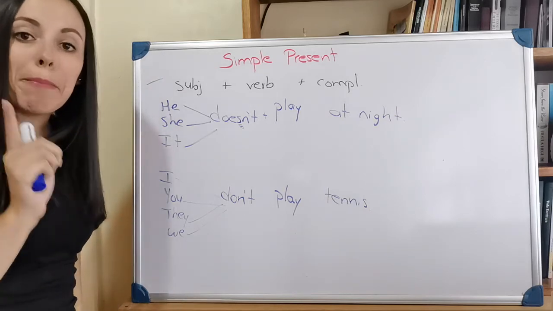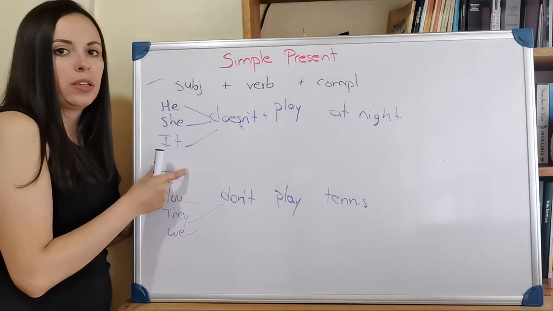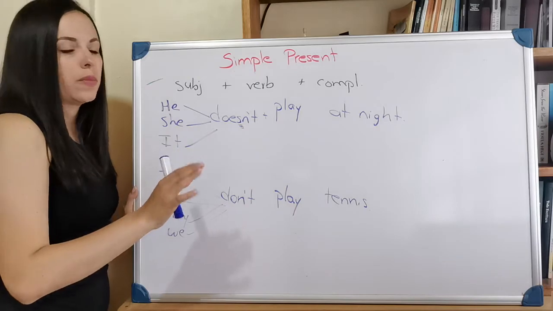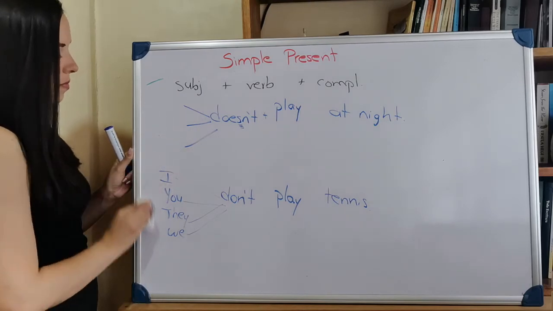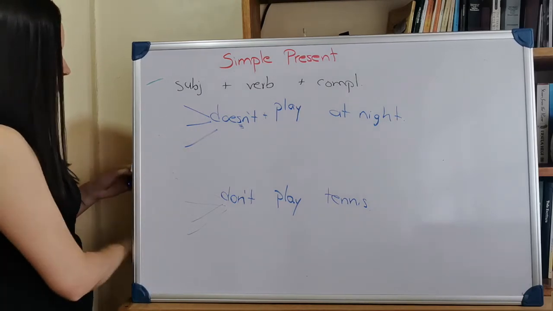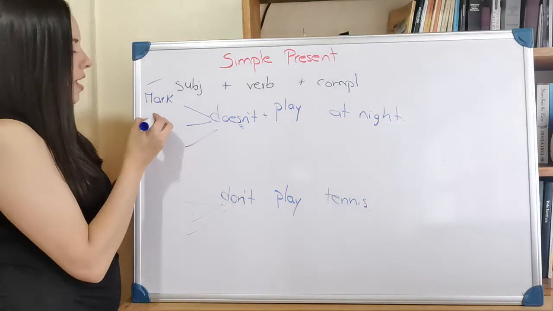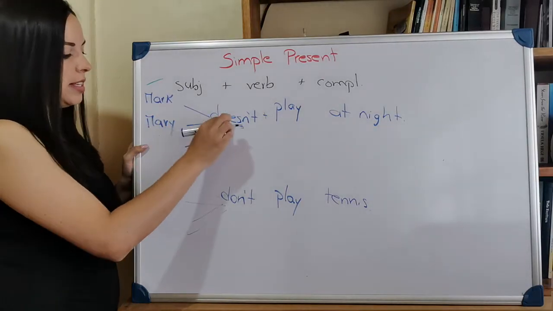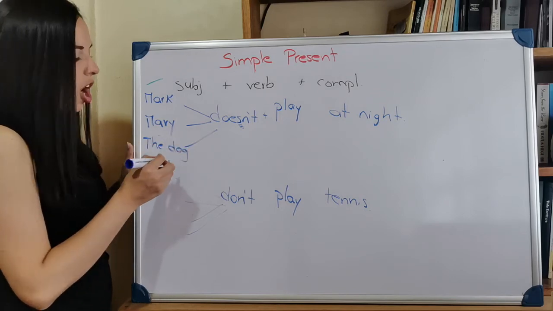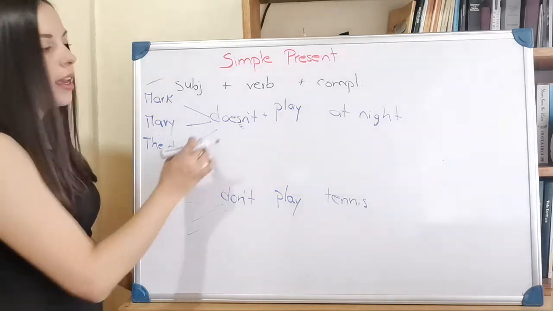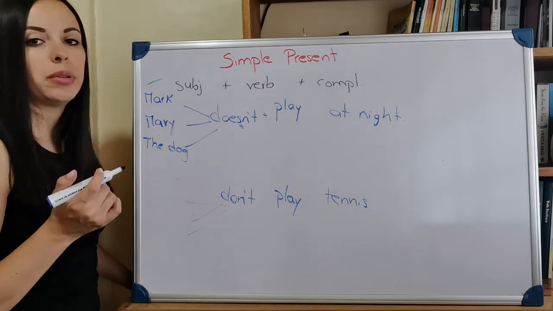Very important, class. Remember that the subject can be the noun or the pronoun, and the rules don't change. Okay, what happens if I have the nouns? Exactly the same. Let me change the pronouns. For example, I can say Mark, and Mark is a he. I can say Mary, and Mary is a she. I can say the dog, and the dog is it, right? And we keep the same. Mark doesn't play at night. Mary doesn't play at night. The dog doesn't play at night.